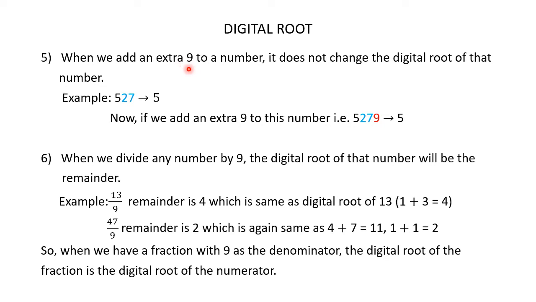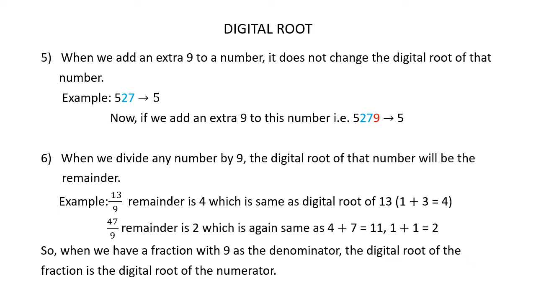When we add an extra 9 to a number, it does not change the digital root of that number. Look at the number 527. Here 2 and 7 add up to 9, so you can ignore these two digits. So the digital root of 527 is 5.